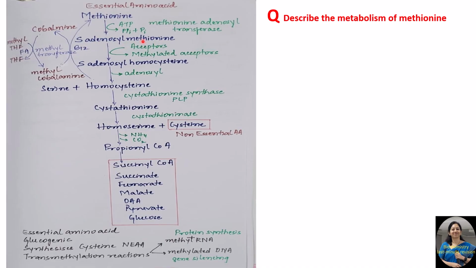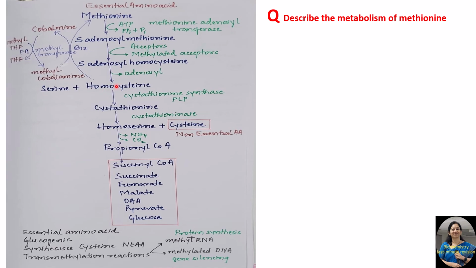In the next step, S-adenosyl methionine gets converted to S-adenosyl homocysteine, and this S-adenosyl methionine is abbreviated as SAM, and it is the methyl group donor. It donates the methyl group to any acceptors inside our body, and these acceptors get converted to methylated acceptors. In the next step, the adenosyl group is lost from S-adenosyl homocysteine, resulting in the conversion to homocysteine.